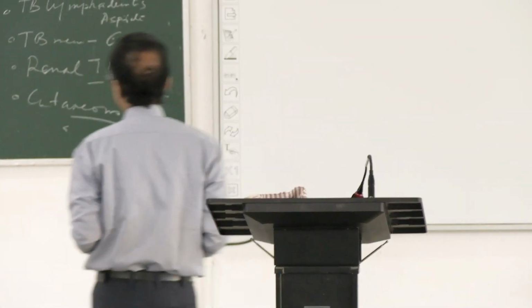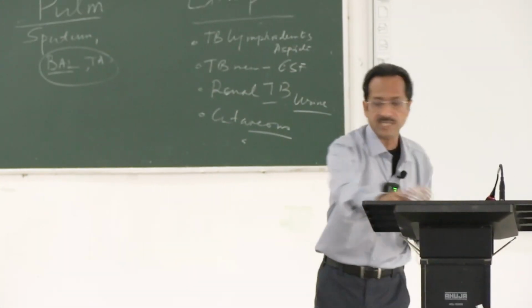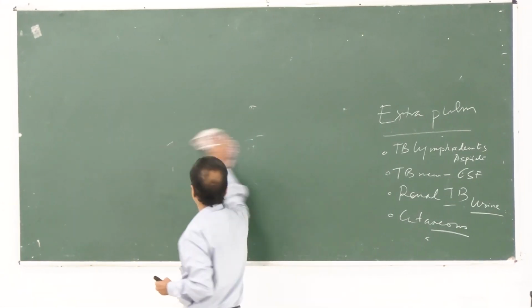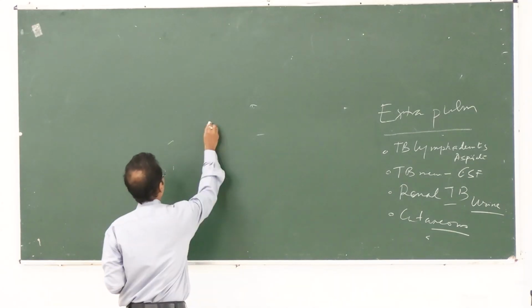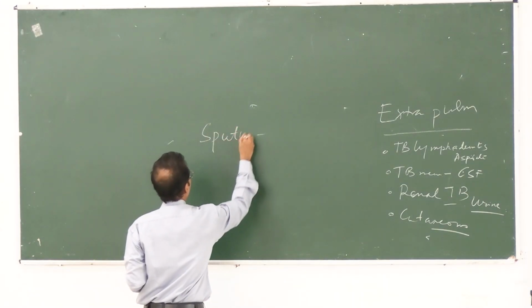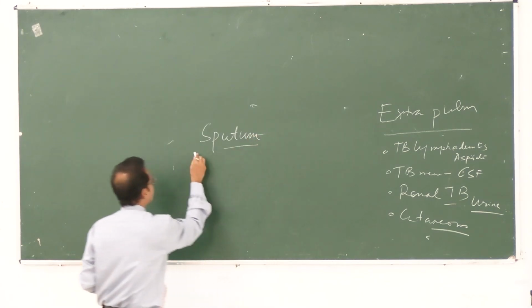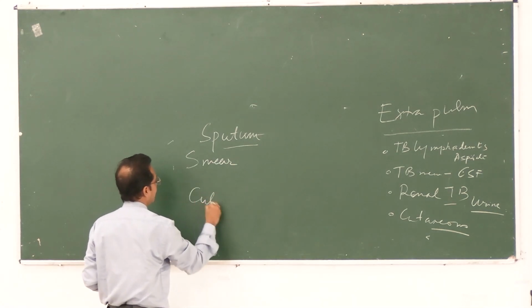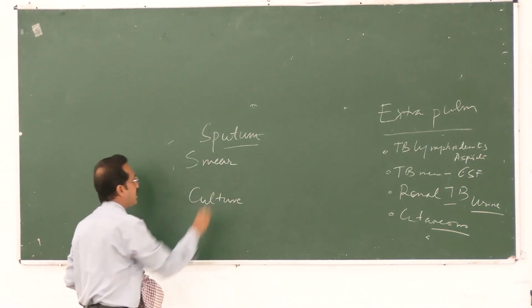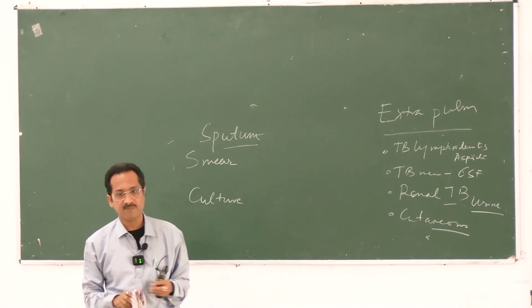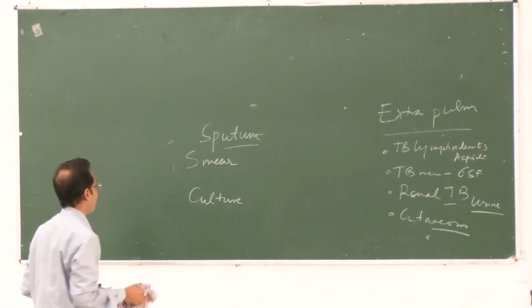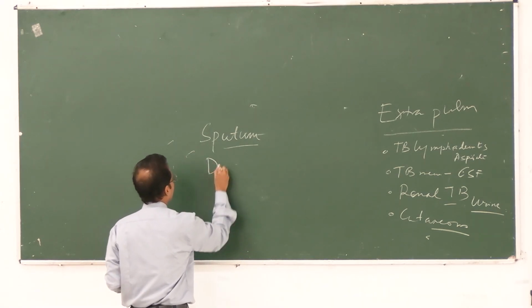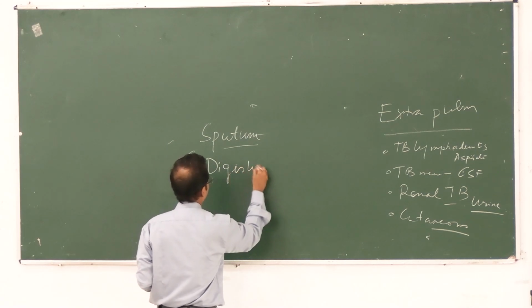So now sputum. What to do with the initial sputum? The first test is smear and the second is culture. Before any smear, before going to the staining part, what should be done with the sputum? First is digestion and decontamination. Any sputum sample should undergo digestion and decontamination.